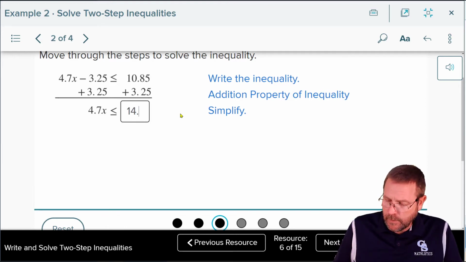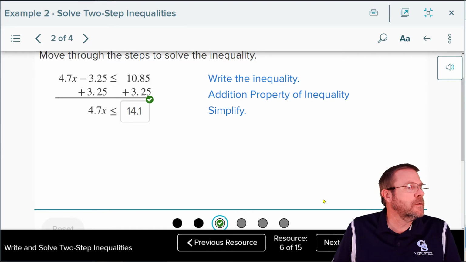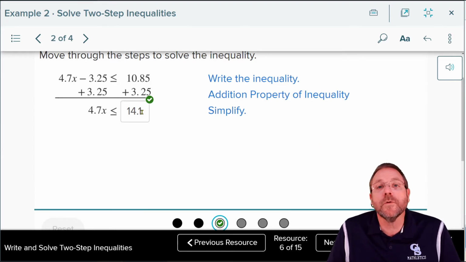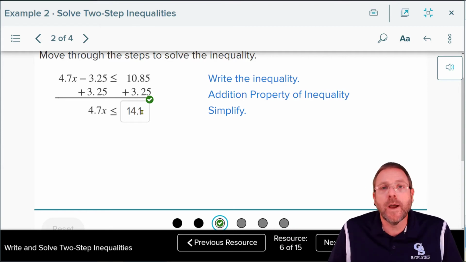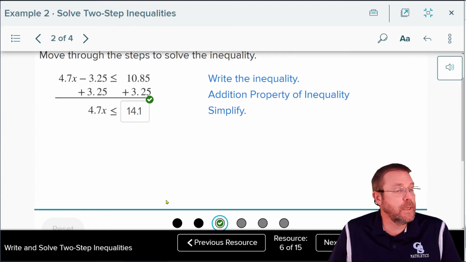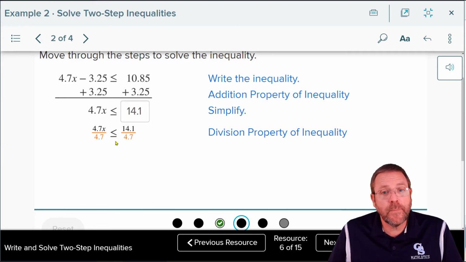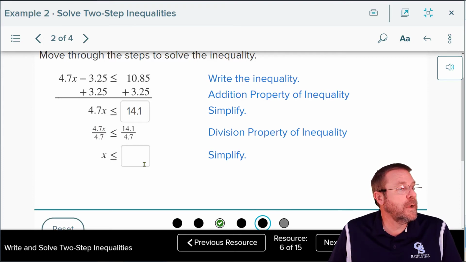14.1, I believe. Did I do that right in my head? Check. And it checks, so we got a 14.1 when we added these two up. It could have also been 14.10, but why bother writing that 0? Next, we're going to undo multiplication and division by dividing the 4.7 on both sides. That's going to take place right here, and you can see the sign did not change direction. I did not divide by a negative number. It did not change directions. These 4.7s, they're going to divide each other out.